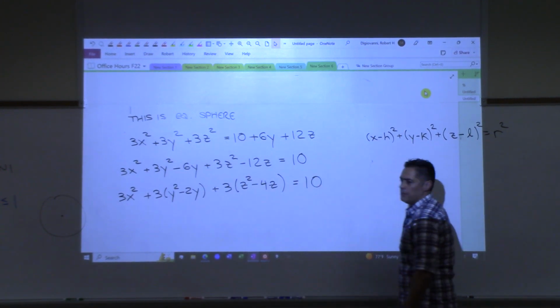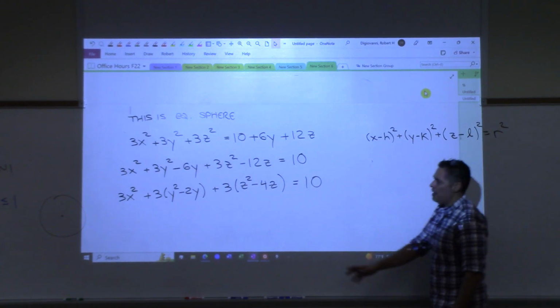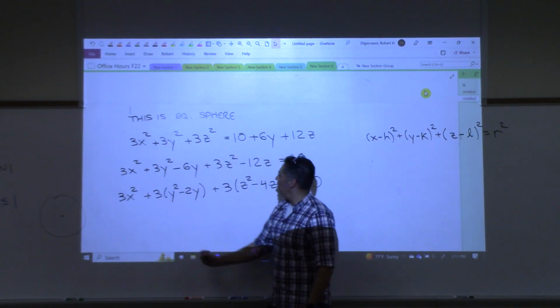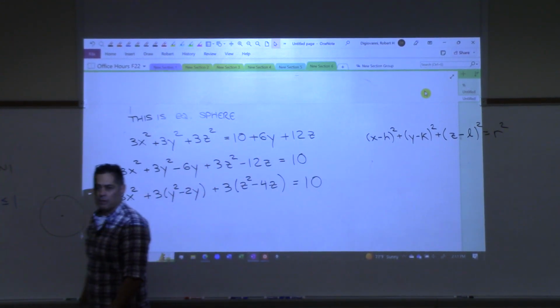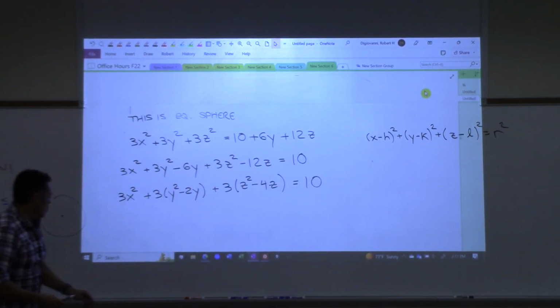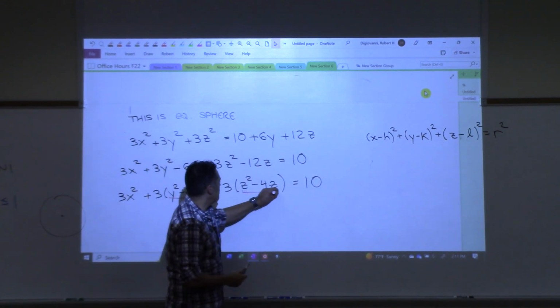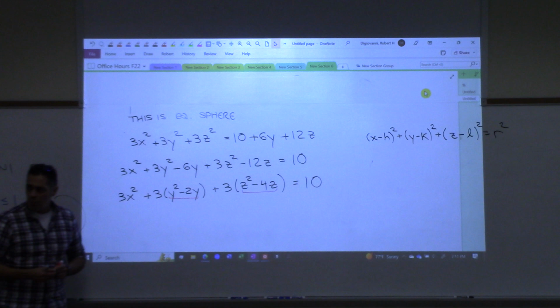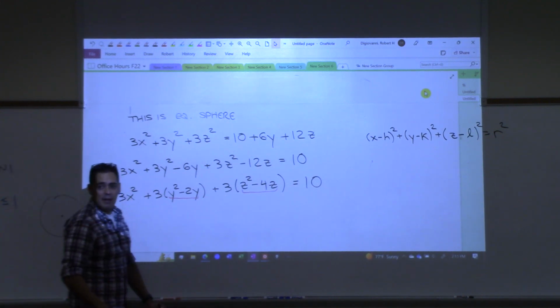Okay, do you agree with that? Yes? I pulled a 3 out of these two y terms. I pulled a 3 out of these two z terms, and I kind of left the x term alone. Now, what we see here in the parenthesis and what we see here in the parenthesis, those I can complete the square on.